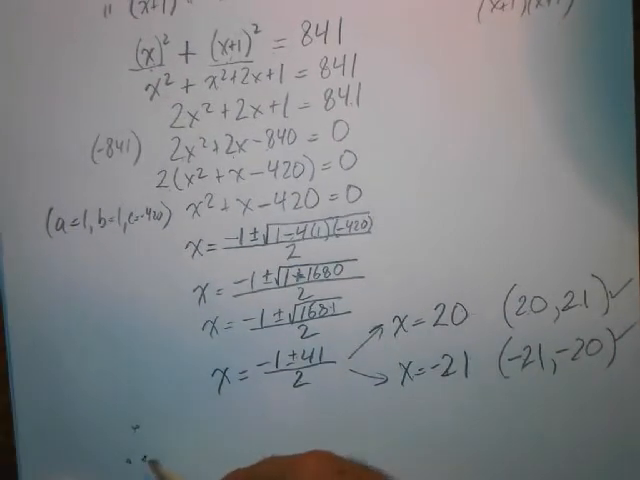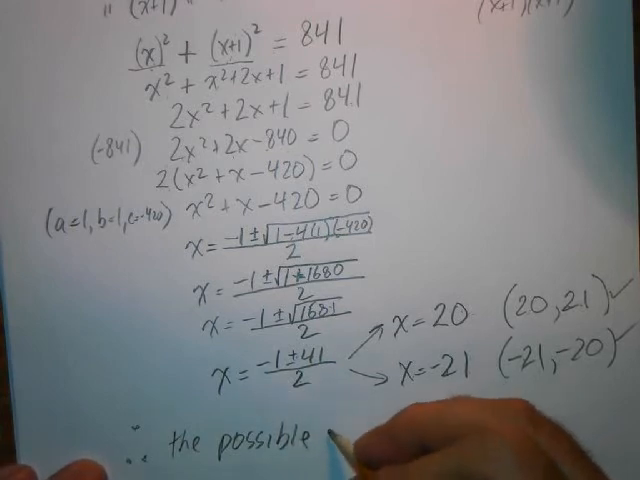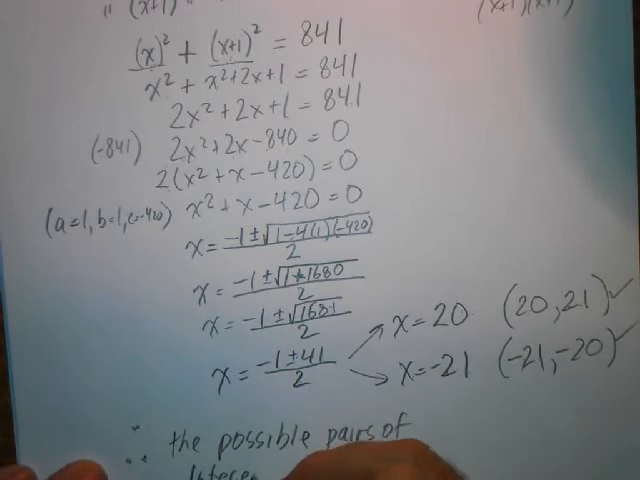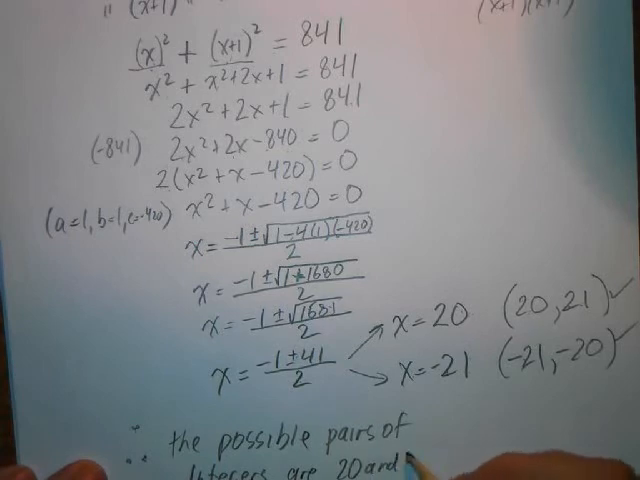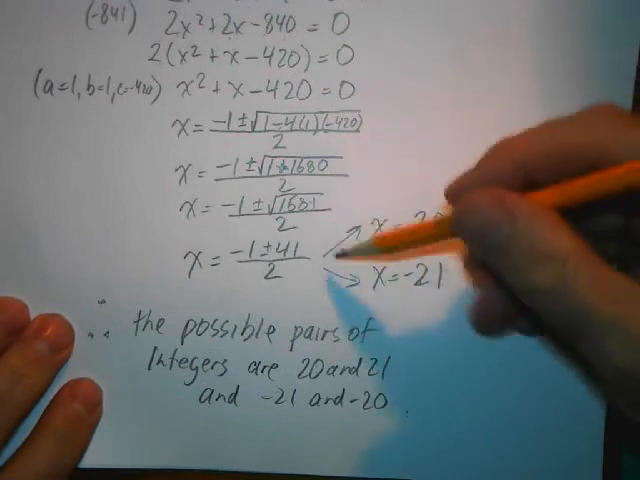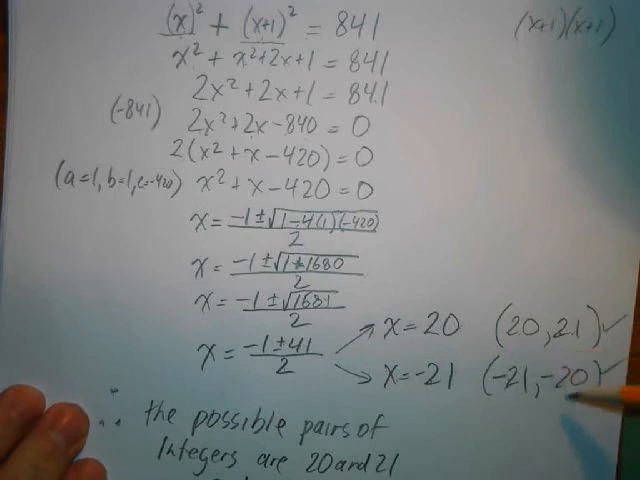So when I answer the question, therefore, the possible pairs of integers are 20 and 21, and negative 21 and negative 20. So a lot of people, if you're guessing, you're probably not even thinking about negative numbers, but by doing this with the quadratic formula, you do see there's 2 possibilities here and they're both valid.